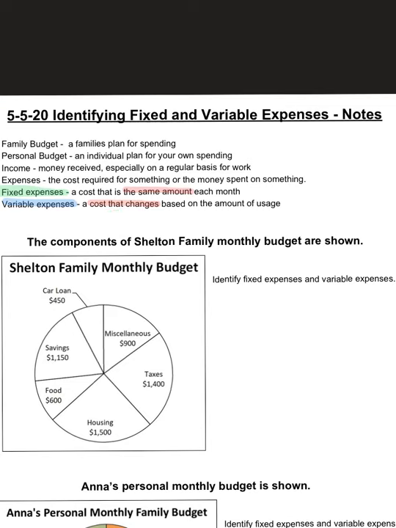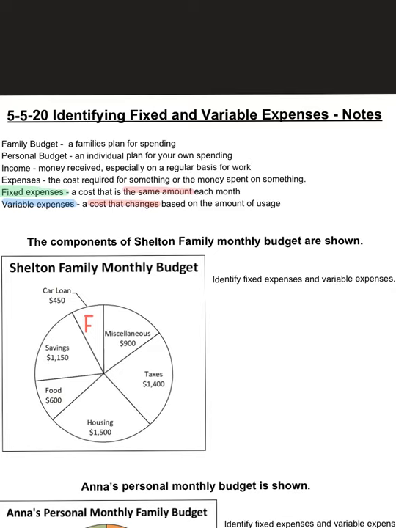So as we go through the examples, the first one we have is the Shelton family monthly budget. As I go through each of the items, you tell yourself if it's fixed or variable to kind of quiz yourself along the way. And when I write it down, you can see if you were correct or not. So the first one, a car loan for $450. Well, a car loan you pay back each month, and that is going to be the same amount each month. So that would be an F for fixed.